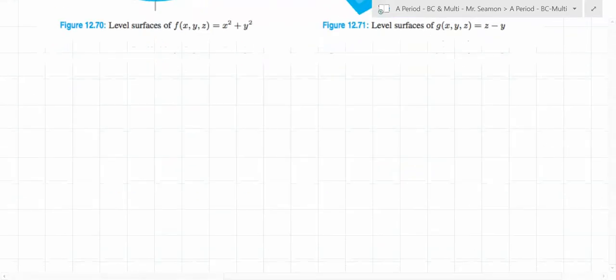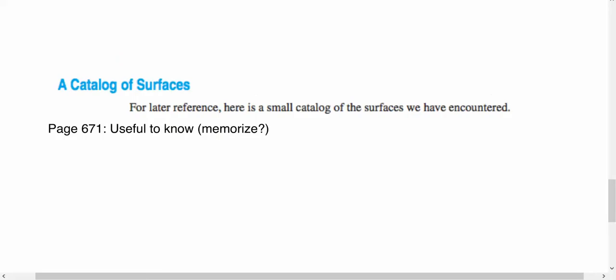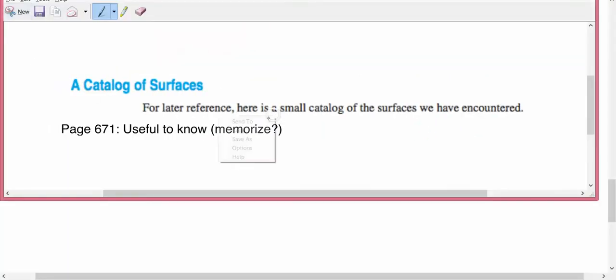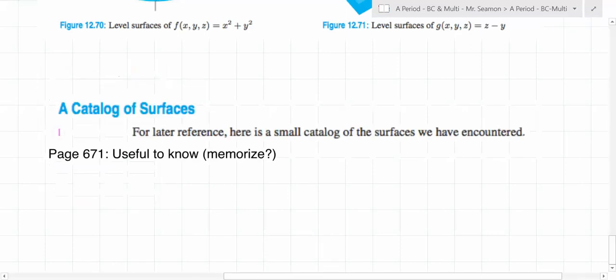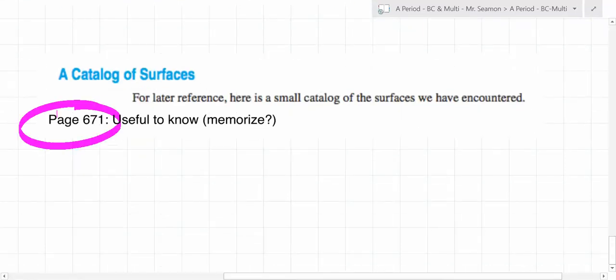Now, the last thing I'll leave you with is there is a page in your book that's really important. Ray asked me if he needed to memorize it. My immediate response is no, you don't have to memorize it, although it would probably help to have a very good idea about each of them. There's a catalog of surfaces. It's on page 671 in your book.